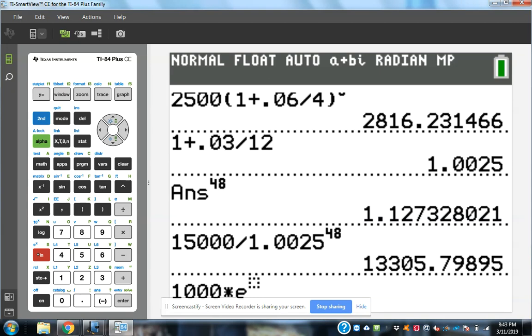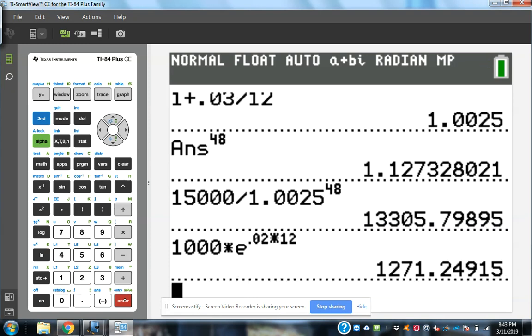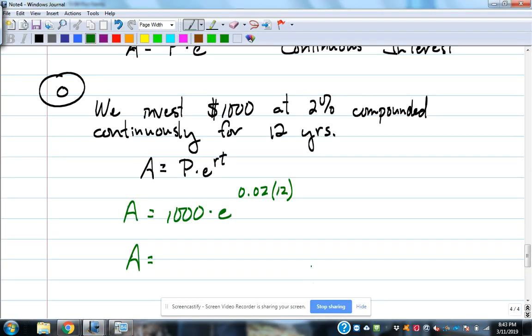e to the first power is about 2.71 and some change. But it's like pi. It's used enough, you just have a letter to represent it. So e to the rt, so 0.02 times 12. Crank that out. So at the end of 12 years, at 2% compounded continuously, we have $1,271.25.